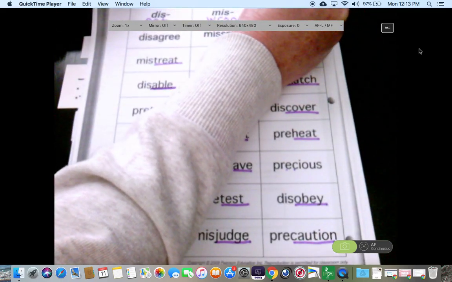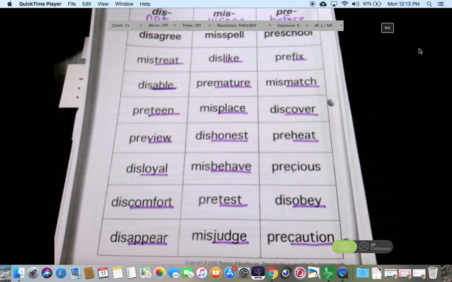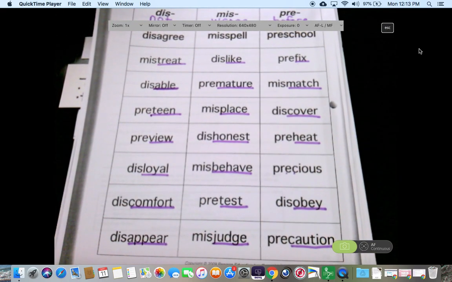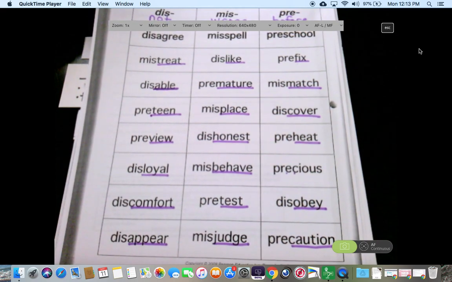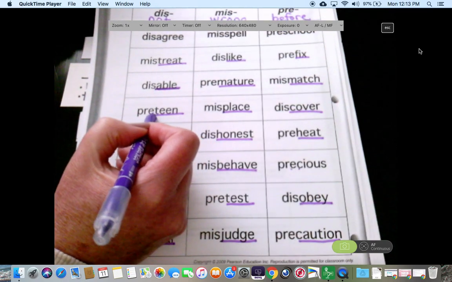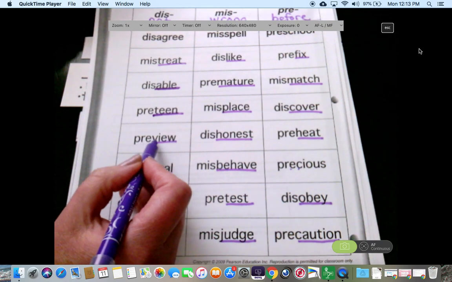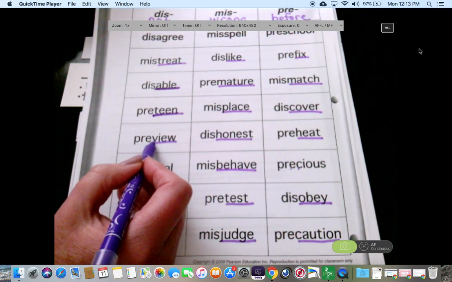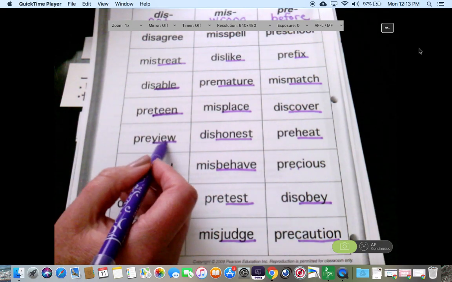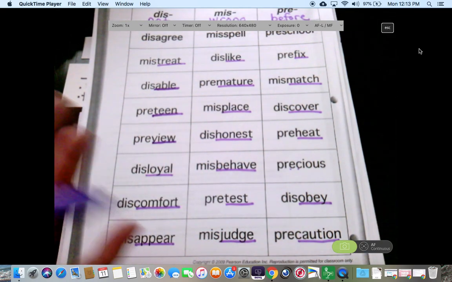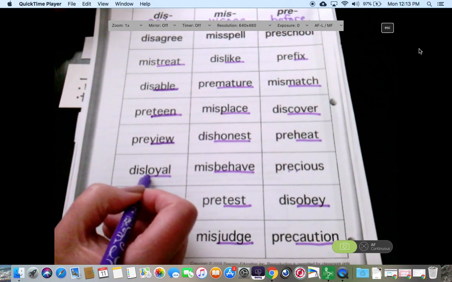Pre, we talked about, means before. So a preteen is someone who's not a teenager yet. They didn't turn 13 yet, but they're getting close. So they might be like 12 years old-ish. They're not quite a teenager yet, but they're approaching that time, okay? Preview means to, so view means to look. So preview means to look at it before you really take a good solid look. So if you're previewing a text, you might kind of glance at it before looking at it carefully.